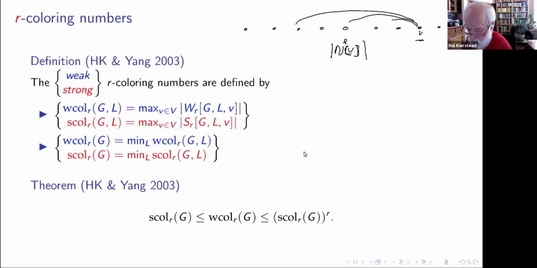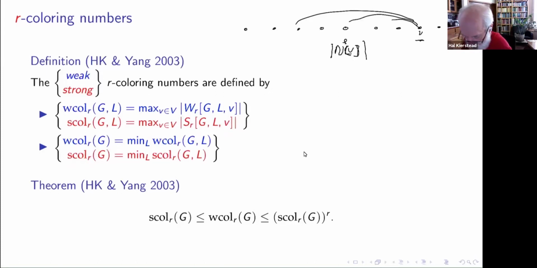That means it's the max over all vertices V of the size of the set of vertices that are weakly R reachable from V. And there's a similar definition for the strong version. Okay, and then what's the weak coloring number of G? Well, what you do is you find the best ordering, the one that makes this number as small as possible. And the same for the strong version too.